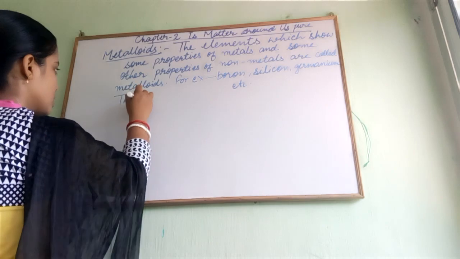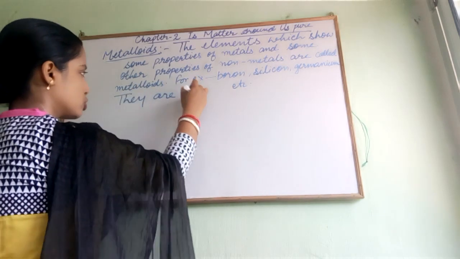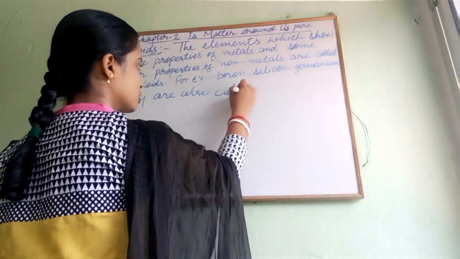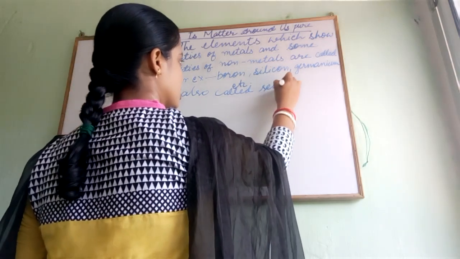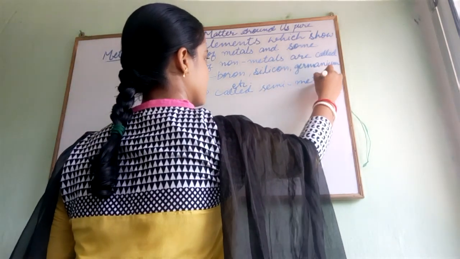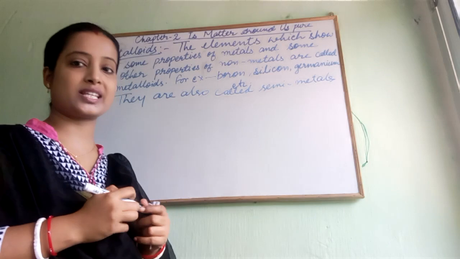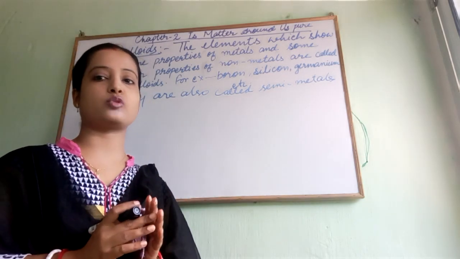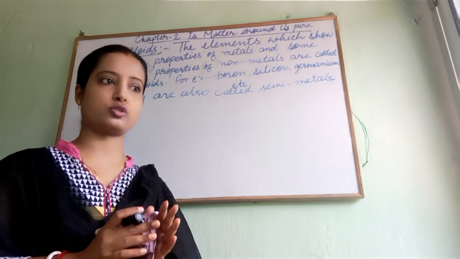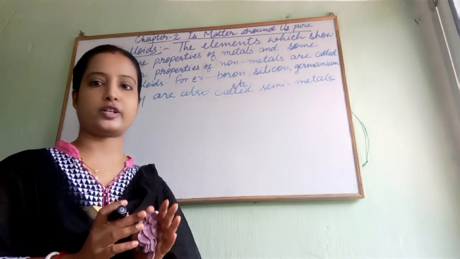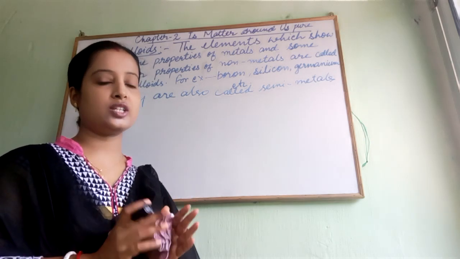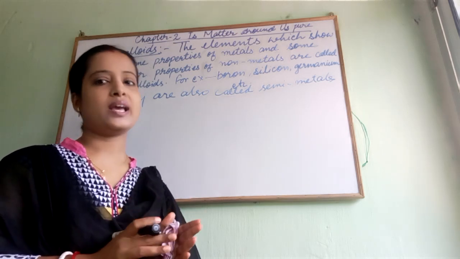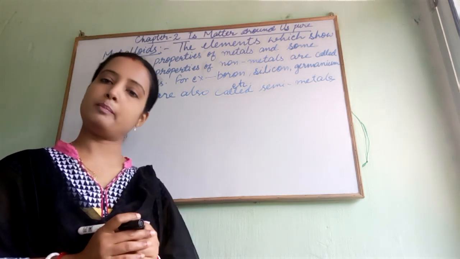They are also called semi-metals. Why semi-metals? Because they have the appearance and some qualities of metals and some qualities of non-metals, both. So that's why they are metalloids. For example, silicon, germanium, boron, etc. These all are metalloids.